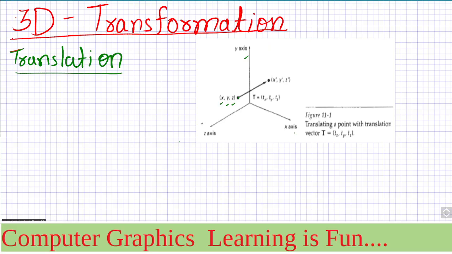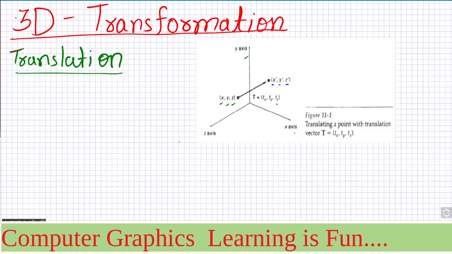Now when we are thinking about transformation operations, the first operation which comes is translation. I believe you will remember in translation what was happening: you were moving your point from one position to another position. Suppose this point has a position x, y and z, and you want to move it to a new position x dash, y dash and z dash.